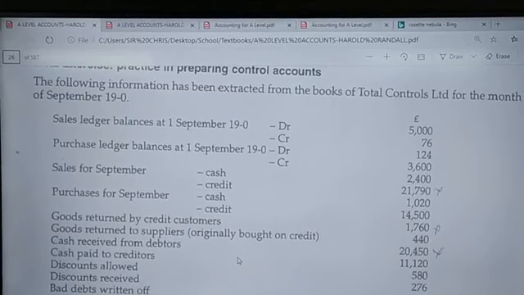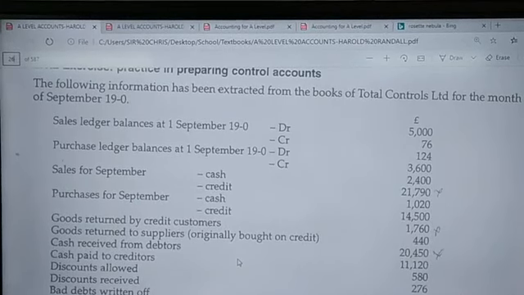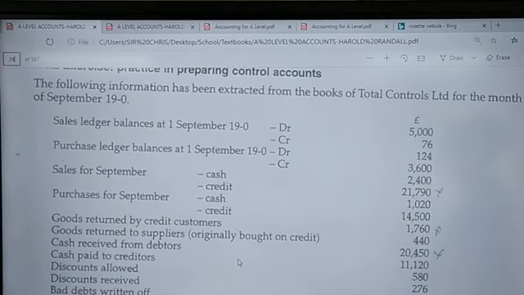Welcome back again. In this video, I'm going to show you how to prepare a receivables ledger control account and a trade payables control account. So we are going to use that question. As you can see, you can pause your video and write down the question.